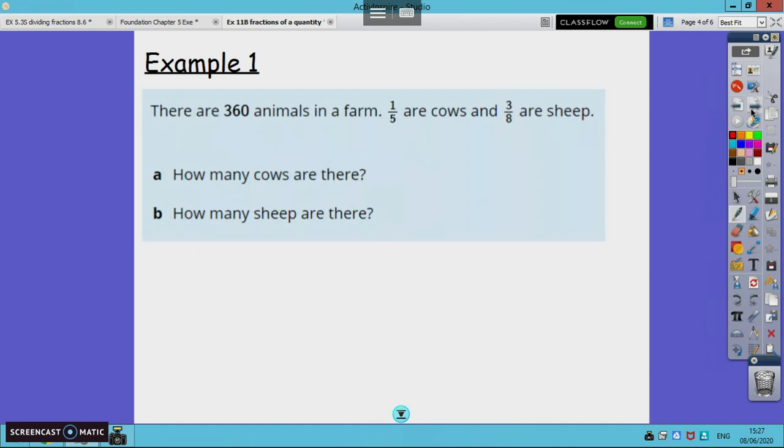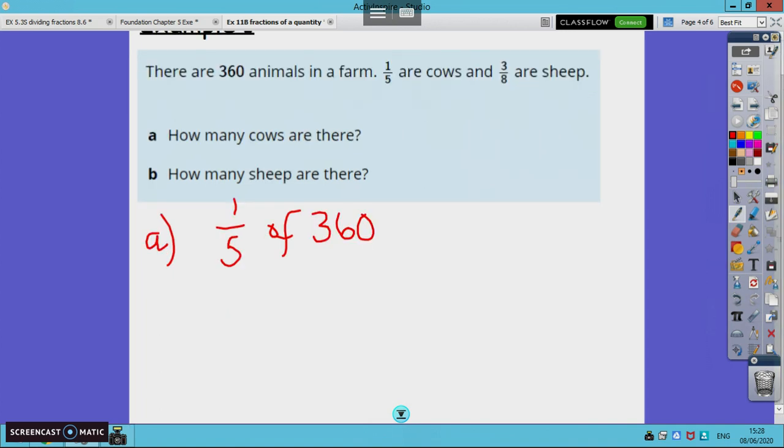Next one. Here's one of those more problem-solving type questions where you've got a background story behind it, but it still all means the same thing. There are 360 animals in a farm. 1/5 are cows and 3/8 are sheep. How many cows are there and how many sheep are there? Let's have a look at A first. Firstly, we need to find 1/5 of 360. So we've got to do 360 divided by 5. We divide by the denominator.